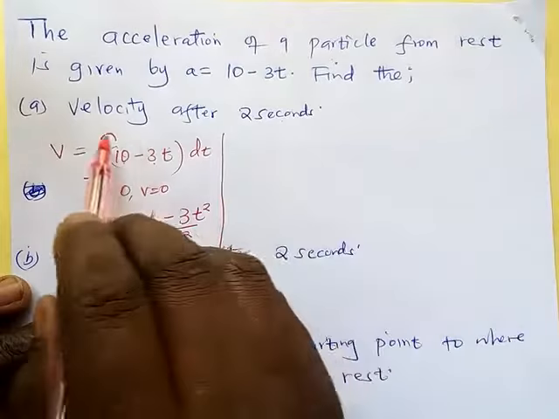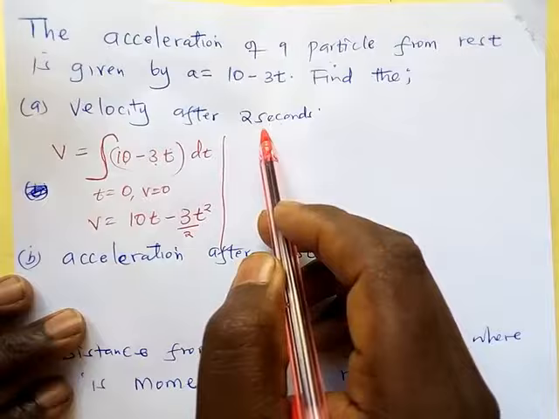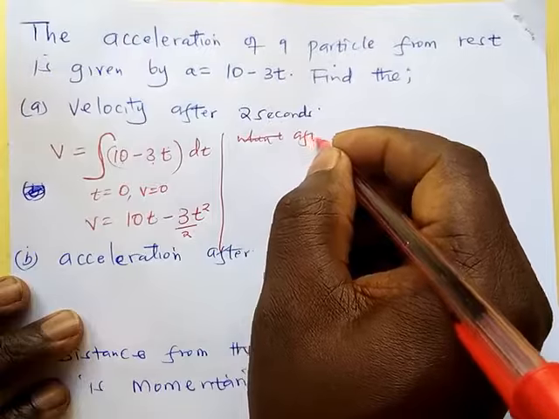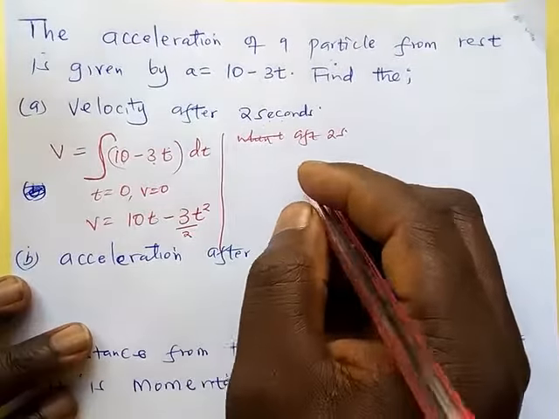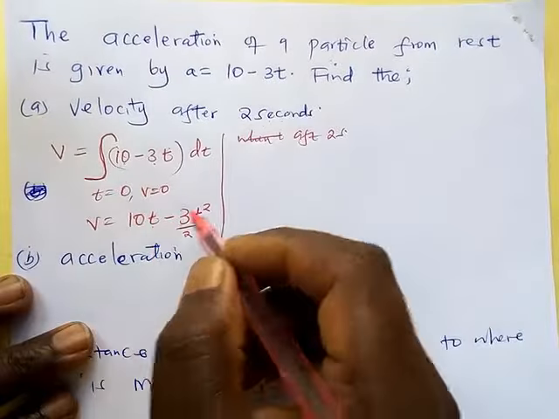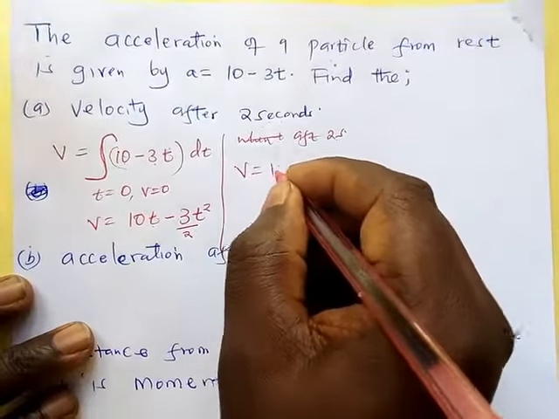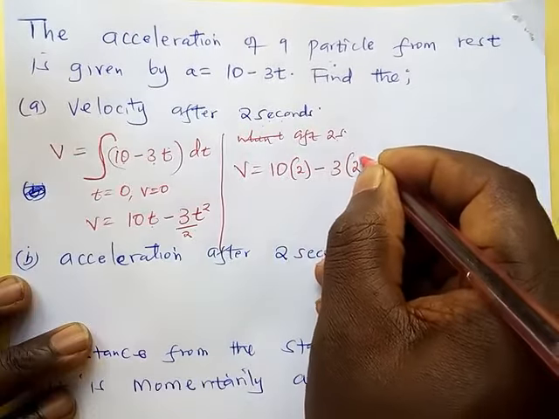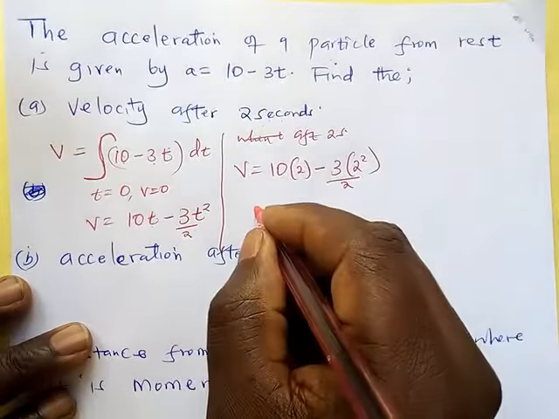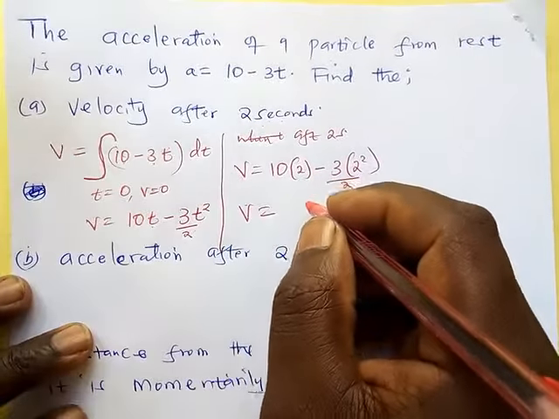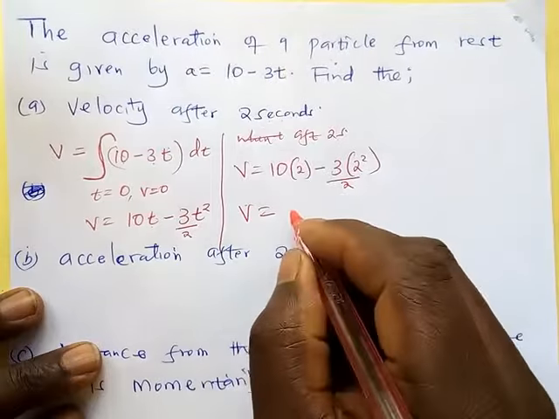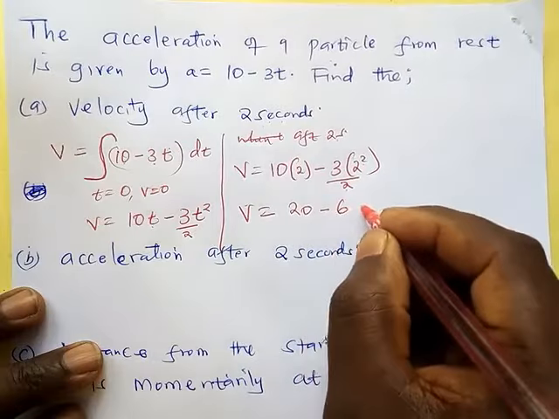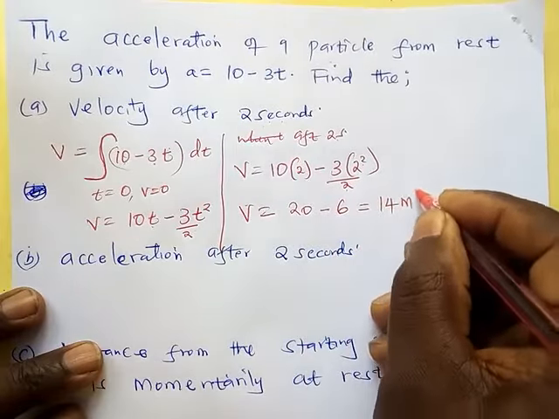After that, we are asked to find the velocity after 2 seconds, that is time. So when t is 2, what will be the velocity? Where we have t, we substitute with 2. So velocity is equal to 10 times 2 minus 3 into 2 raised to power 2 divided by 2. This is 20 minus 12 divided by 2, that is 6. And that velocity is equal to 14 meters per second.